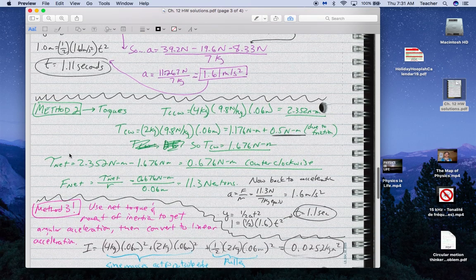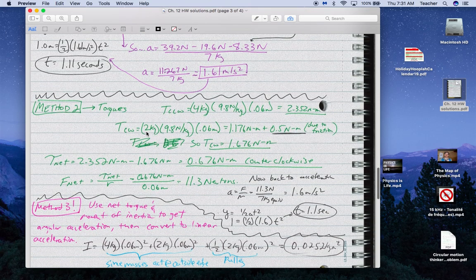Method 2 I could think of with torques. So I could convert those forces to net torques. In some ways I think this is a little easier. So the forces on the edge create a net torque of 9.8 times 4 times the radius there. That's my counterclockwise torque. My clockwise torque is caused by the other mass and friction. So the net torque is 0.676 newton meters.